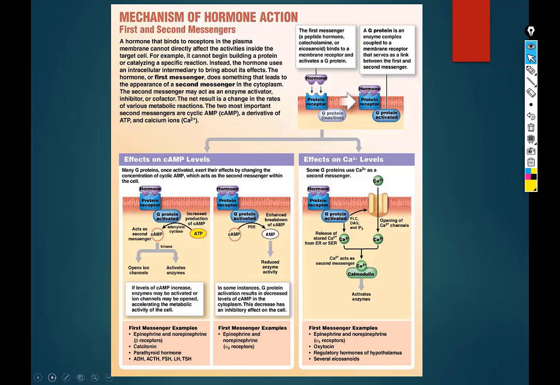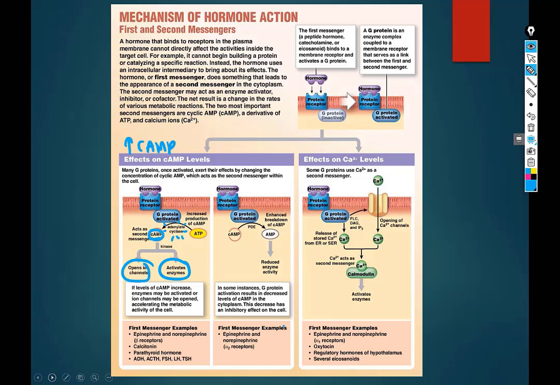Okay, so mechanisms of hormone action. These are very important, and I do expect you to understand these. So, effects on cyclic AMP or effects on calcium. Those are our two major classes. Within effects on cyclic AMP, we've got G proteins activating adenylate cyclase, which means they're going to increase cAMP. And that's going to act as a second messenger, and it's going to activate enzymes or open ion channels. And I want to take a moment here to define kinase. So cyclic AMP uses kinases to activate enzymes.